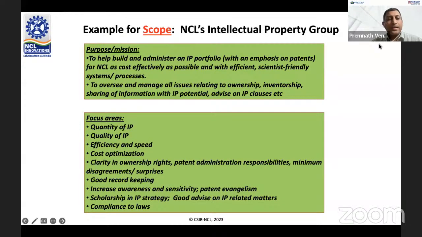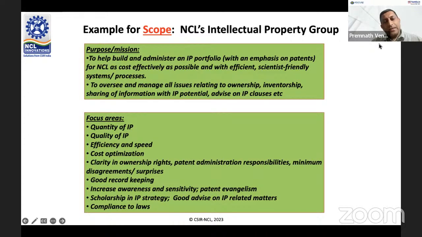And there are many things, by the way, which you can do to reduce your costs, depending upon the choices you make and the decisions you take and how you run your workflow. The second is efficient scientist-friendly systems and processes. And I cannot underemphasize this, because at the end of the day, people have to feel happy or comfortable and not too worried about delays when they're dealing with an in-house patent cell or IP group, right?